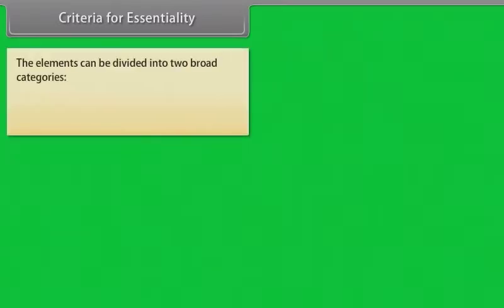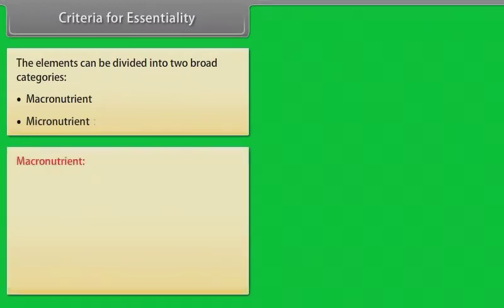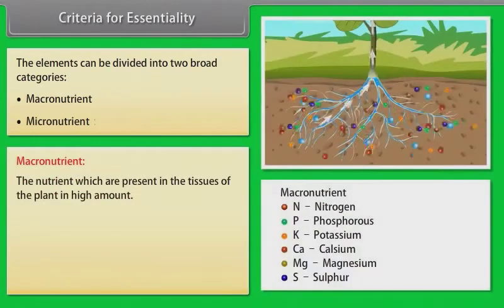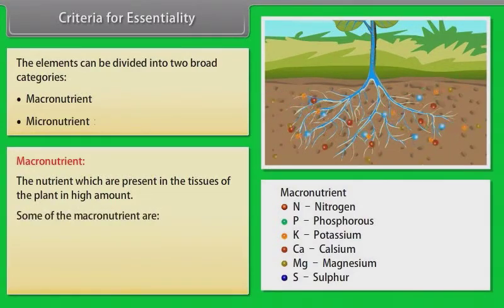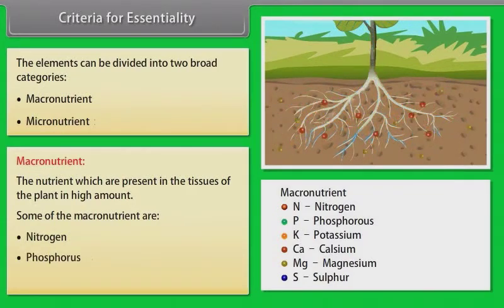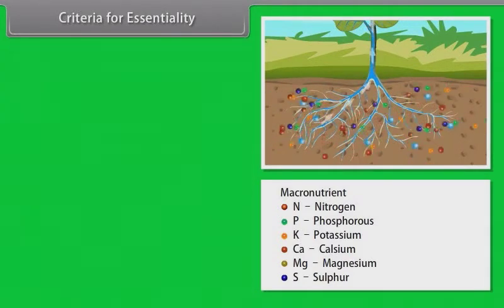The elements can be divided into two broad categories. They are macronutrients and micronutrients. Macronutrients are the nutrients which are present in the tissues of the plant in high amount. Some of the macronutrients are nitrogen, phosphorus, and potassium.